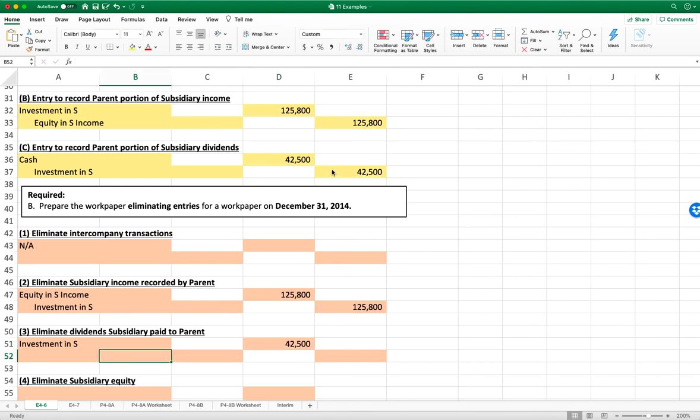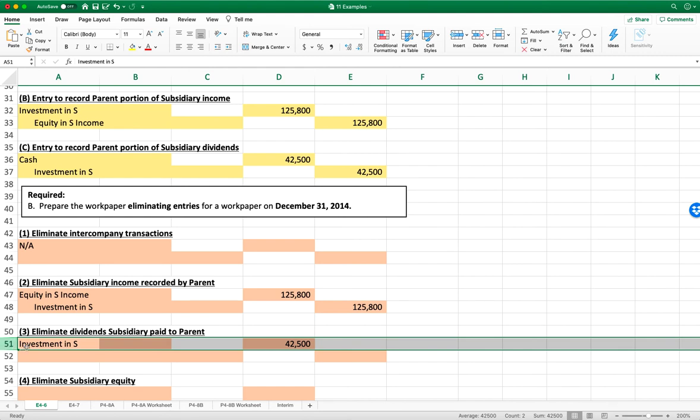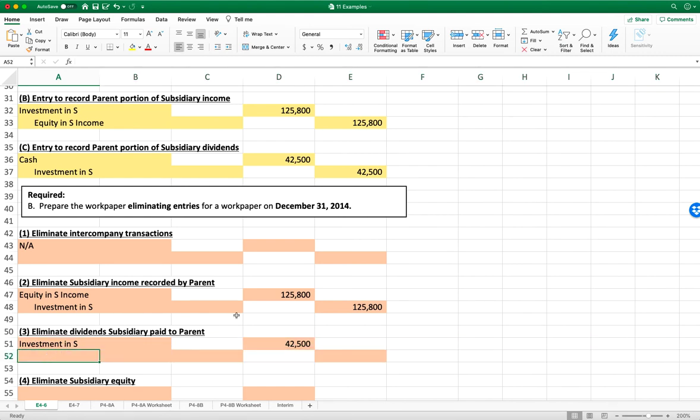But that leaves us short a credit. So what are we going to do? Well, it turns out that this is a very special intercompany transaction. And for our intercompany transactions, we're going to be looking for something that is on our parent's books to cancel out against something that's on our subsidiary's books. So in this case, we have something on our parent's books, investment in S, and we need to think about what's on our subsidiary's books.